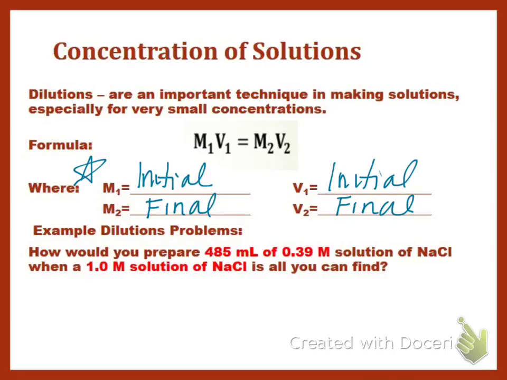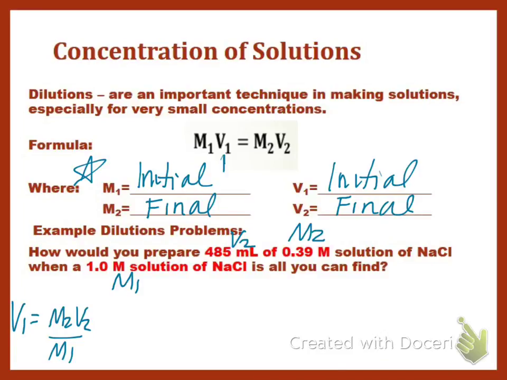So how would you prepare 485 milliliters of a 0.39 molar solution if all you have is 1 molar solution? Okay, the bigger one is always M1. Take that to the bank, people. So that means this has to be M2, so that goes with it, so that's got to be V2. So basically, how much of the 1 molar are we going to use is what we're calculating. So we're going to be solving for V1. So V1 is going to be equal to M2 V2 over M1. So plug and chug.